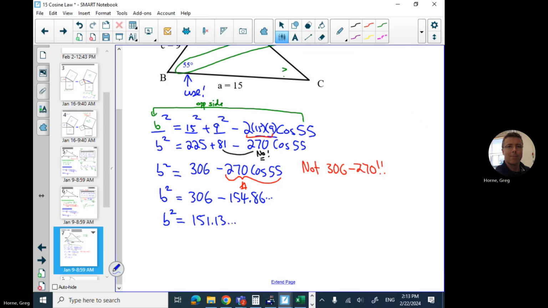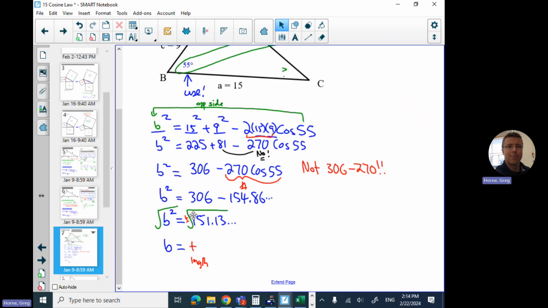Now, I'm going to get rid of that square. So I'm going to get b equals, and we don't typically talk about the plus or minus, because we're talking about the lengths of sides of a triangle. So it's going to be positive, it's a length. It's just a value. You don't measure something to be negative. Directions are involved in that concept.